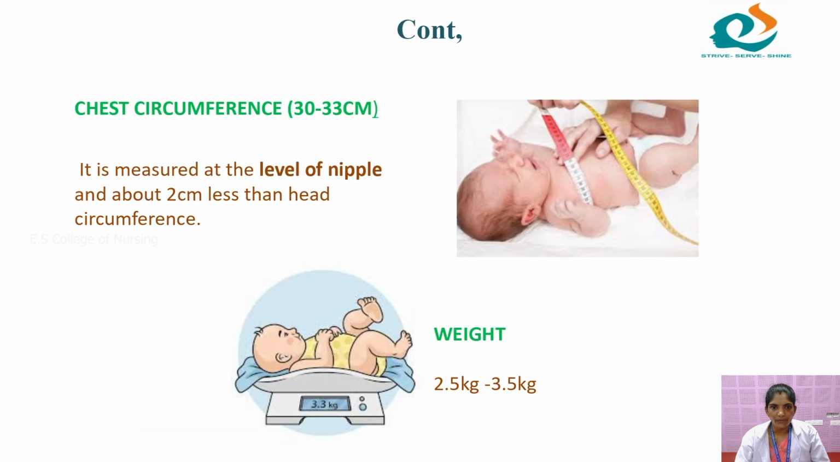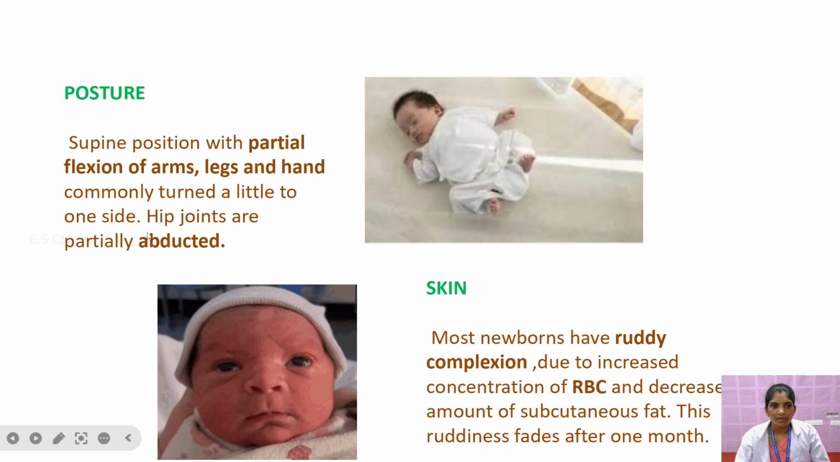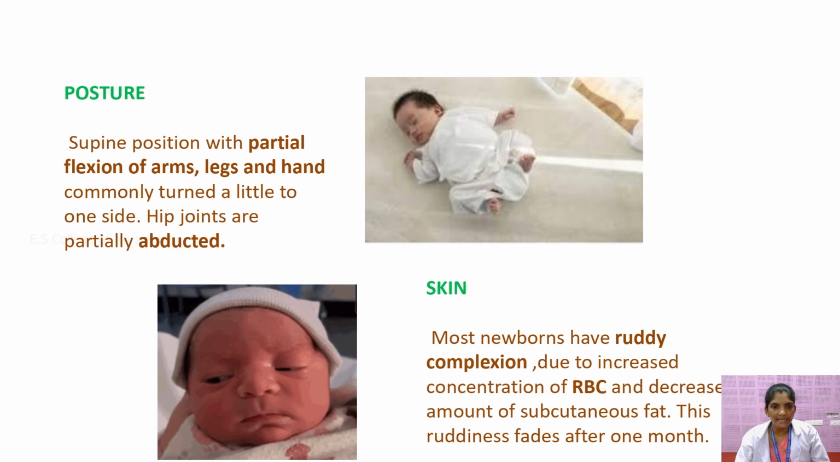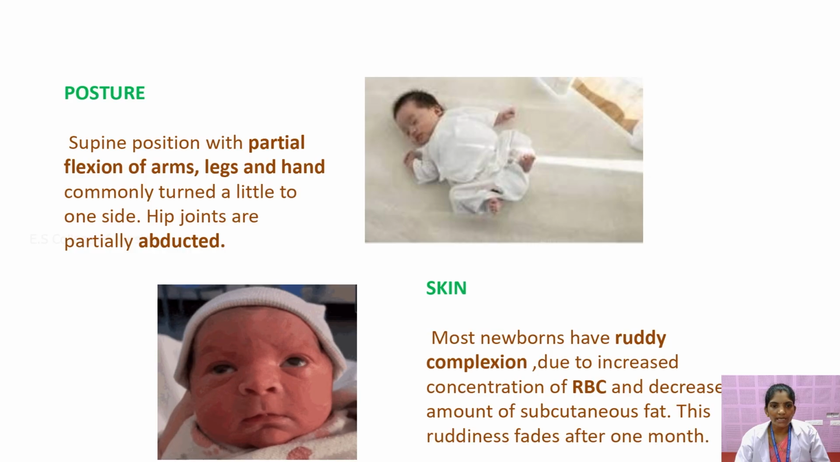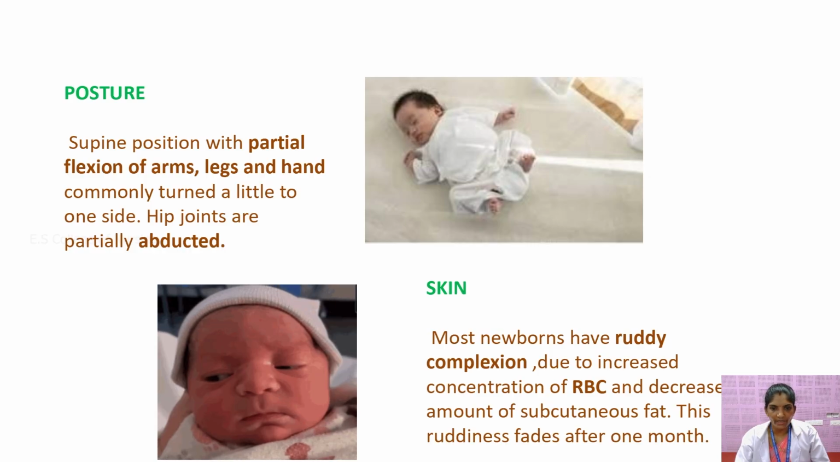Then chest circumference is 30 to 33 centimeters. It is measured at the level of the nipple and is about 2 centimeters less than the head circumference. And weight: the normal newborn weight is about 2.5 kg to 3.5 kg. Next is posture: supine position with partial flexion of arms and legs, and the head commonly turned a little to one side. Hip joints are partially abducted in nature.